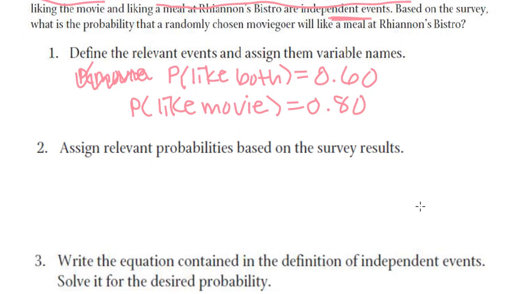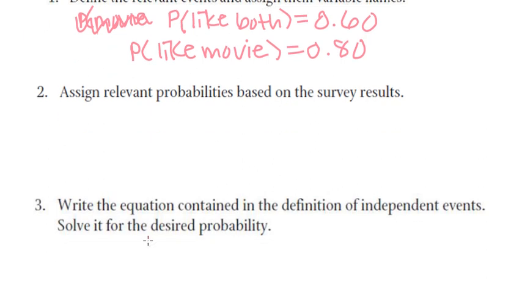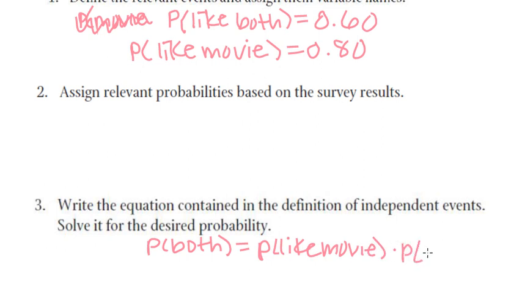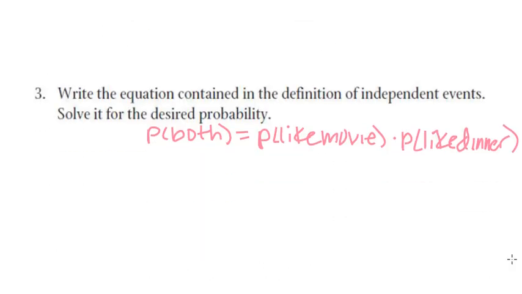So again, if I know that, I know that the probability of both is going to be equal to the probability of liking the movie times the probability of liking dinner. So the probability of both in this question we already figured out was 0.6. We know the probability of liking the movie was 0.8, but we don't know the probability that they liked dinner yet.